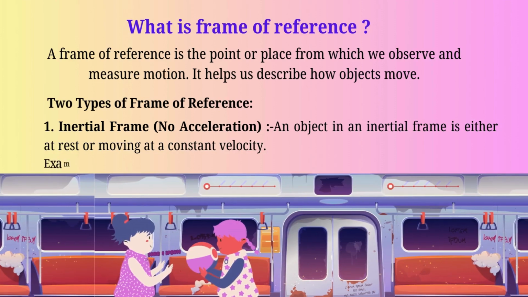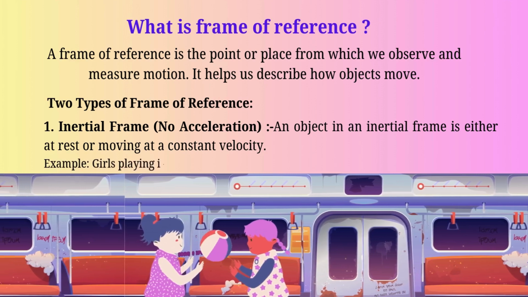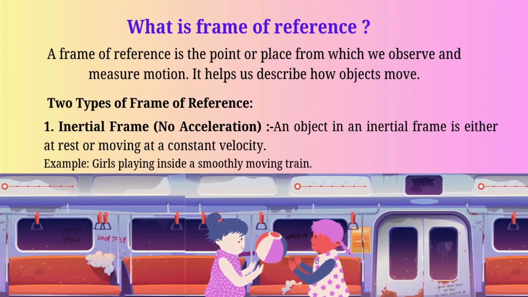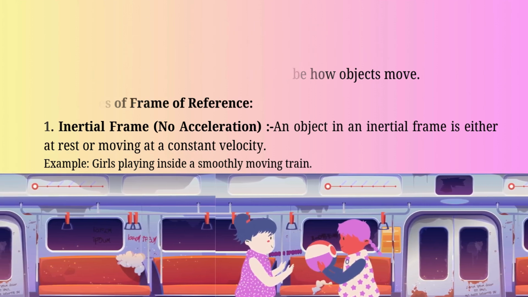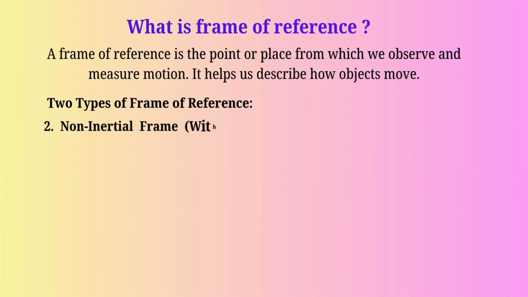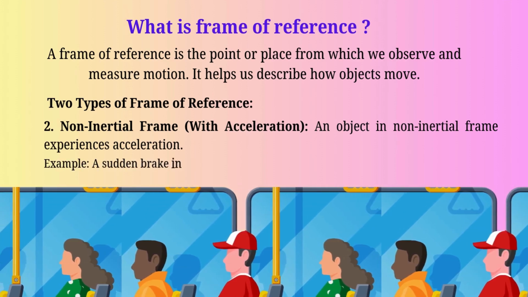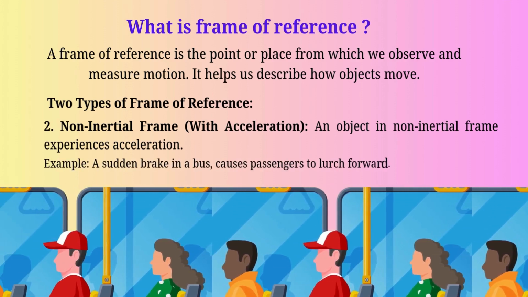For example, girls playing inside a smoothly moving train. So for the girls, the train is the inertial frame of reference. Now, the second is the non-inertial frame, where the observer experiences acceleration. For example, a sudden brake in a bus causes passengers to lurch forward.